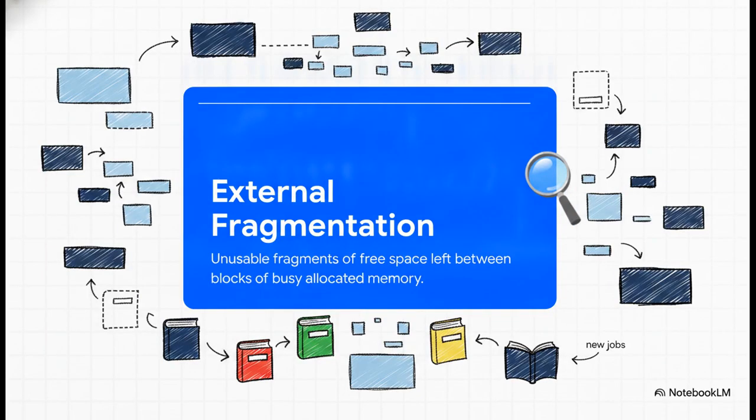On the flip side, we have external fragmentation. This is the curse of dynamic partitions. As jobs finish and leave the system, they free up their exact requested space. Over time, as new books come in and old books leave, you get these odd-sized gaps of free space left over between the busy blocks. These gaps might add up to a lot of total free memory, sure, but because they're broken up into tiny individual fragments, they're just way too small for any new incoming jobs to actually fit into.